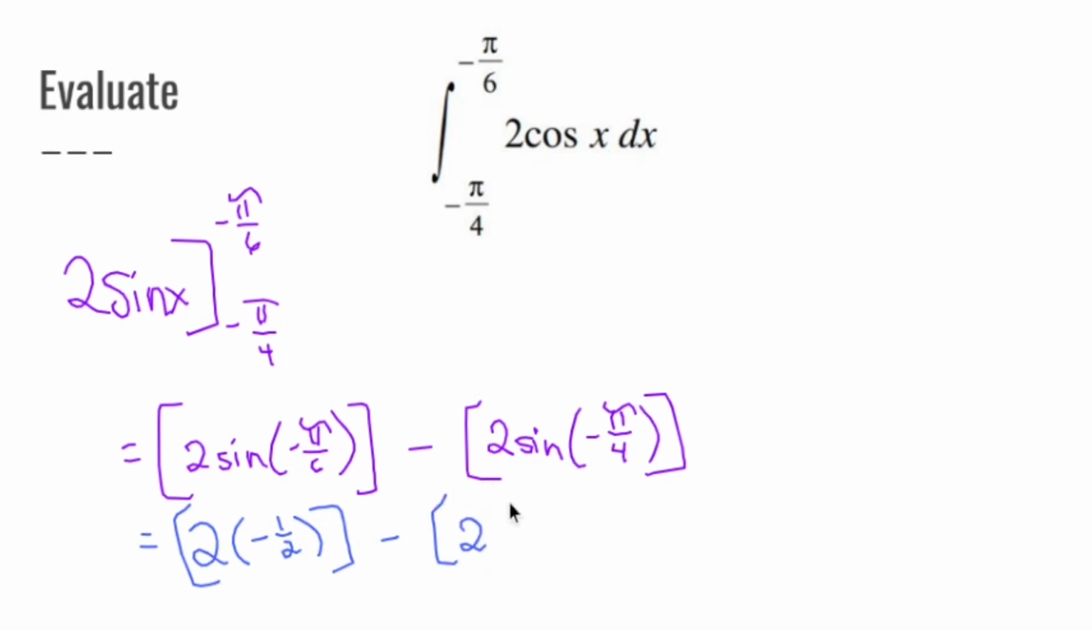I do know that. So let me do that. Negative root 2 over 2. Let's see. We got a little bit of cancellations. Let me quick pause and make sure I did that right. I did it right. All right.